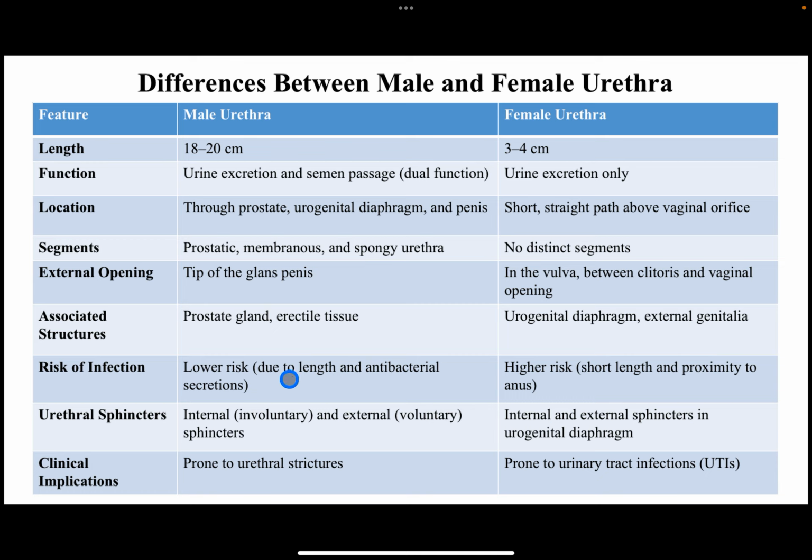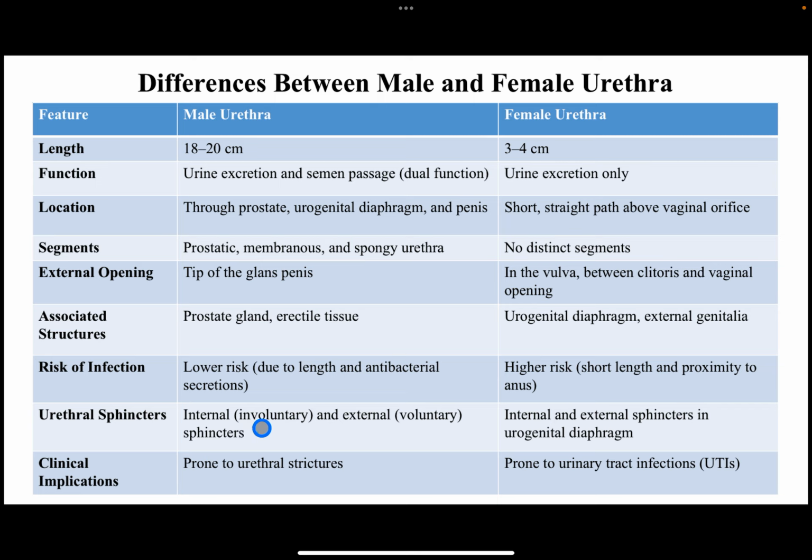Now, because of the length of the male urethra, they are at low risk of developing urinary tract infections as compared to females. So in effect, females are at higher risk of developing UTIs as compared to males because of their short length and the proximity of their perineal area to their anus. Is that okay?